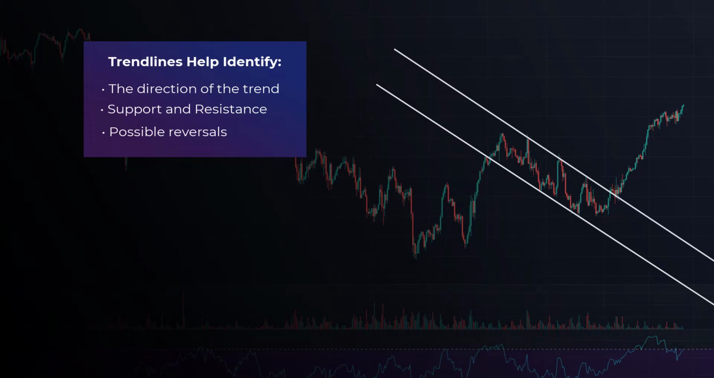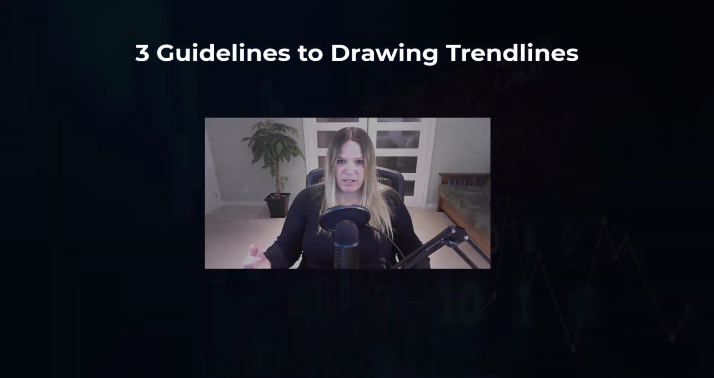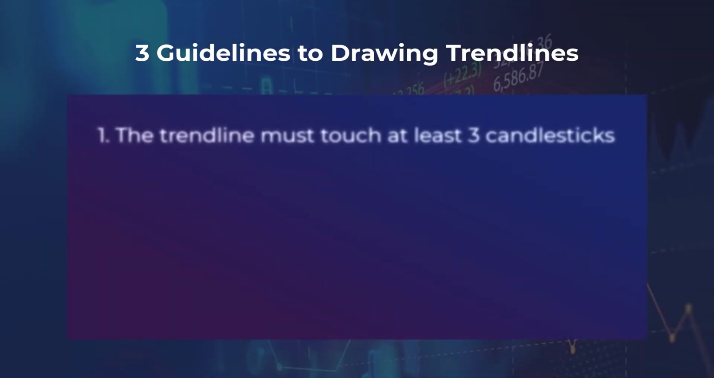Now that we understand why we're drawing these trend lines, let's look at how to draw trend lines. So when we're drawing trend lines, it's important that we make these trend lines as valid as possible. So I'm going to give you 3 different guidelines to use when you're drawing your trend lines. Your trend line must touch at least 3 candlesticks. And the more candlesticks that you intersect with your trend line, the more valid that your trend line becomes. If you have less than 3 touches, then it's not a valid trend line that you should even be considering.